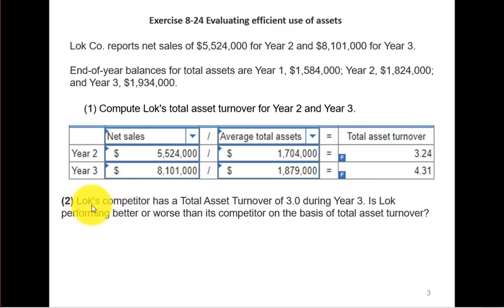So now, Lock's competitor has total asset turnover of 3 during year 3. Is Lock performing better or worse than its competitor? Well, if the competitor is doing 3 and we're doing 4.31 in year 3, Lock's doing better.